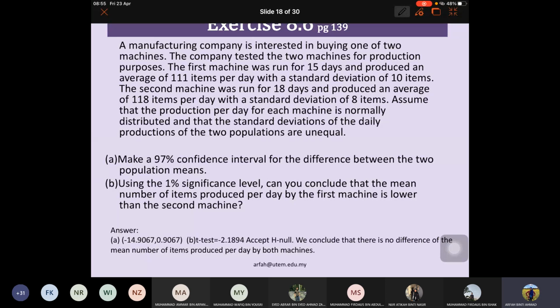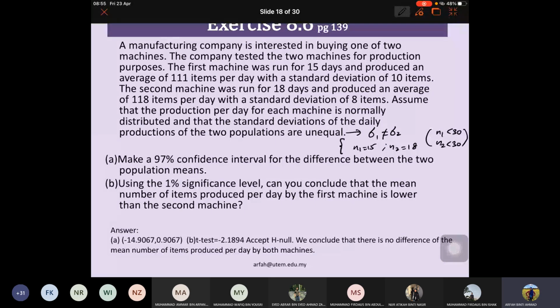The first machine he tested for 15 days and the average items produced is 111 with a standard deviation of 10 items. So the second machine he ran for 18 days and produced an average of 118 items with a standard deviation of 8 items. So assume that the production per day for each machine is normally distributed and the standard deviation for the two populations are unequal. Meaning that in this case you have sigma 1 does not equal sigma 2. And then take a look, N1 equals 15, N2 equals 18. That is N1 less than 30 and N2 also less than 30.